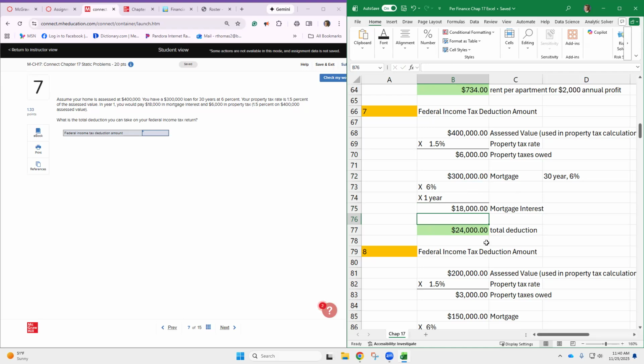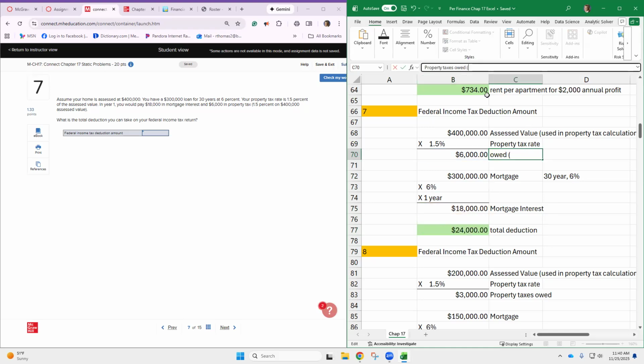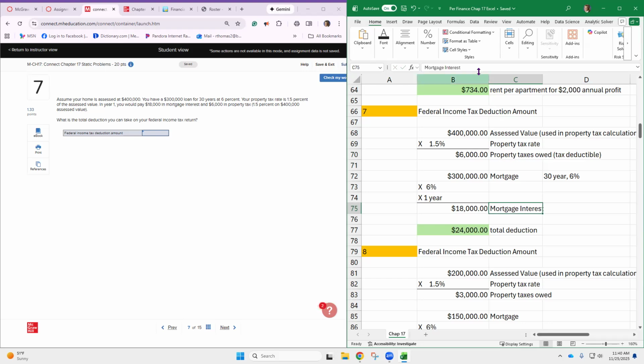So if you take the two numbers together, the $6,000 of property tax you paid and the $18,000 of mortgage interest you paid, both of those are tax deductible. Okay, I'm going to put the words tax deductible. Those are homeowner tax benefits to encourage people to buy houses, right?